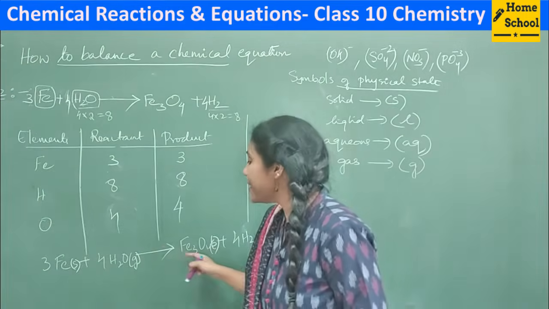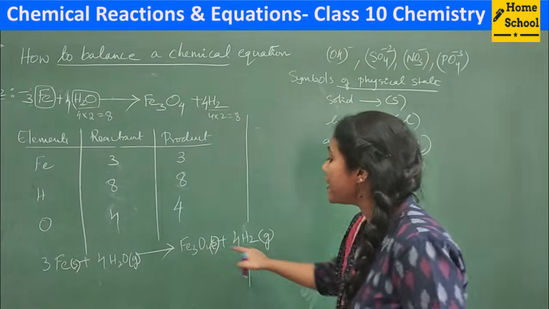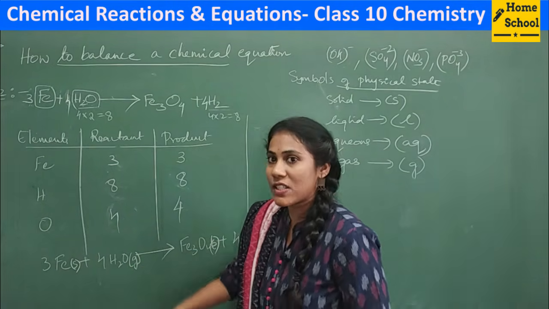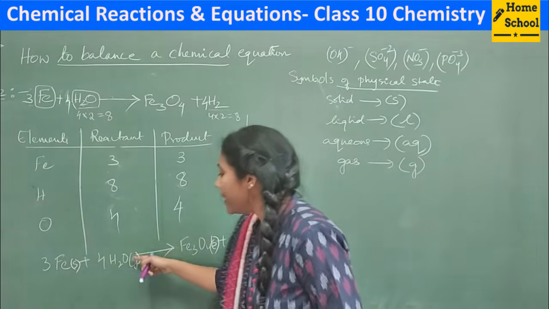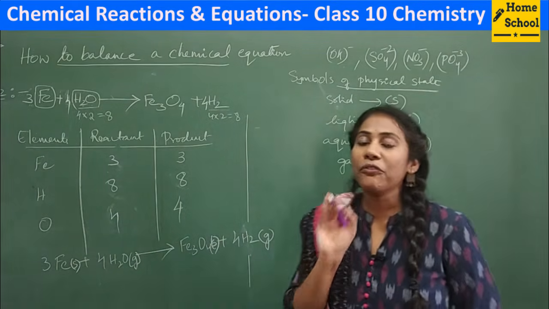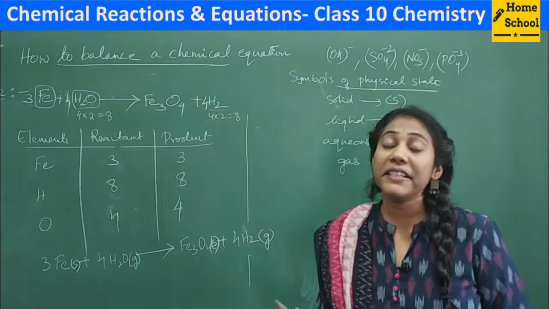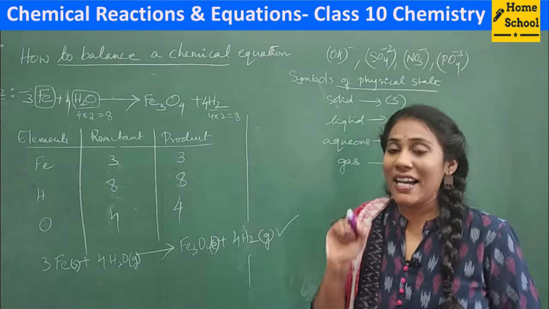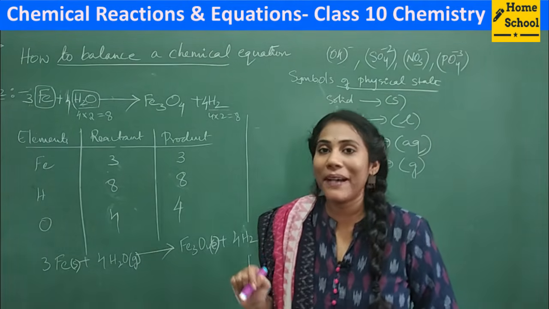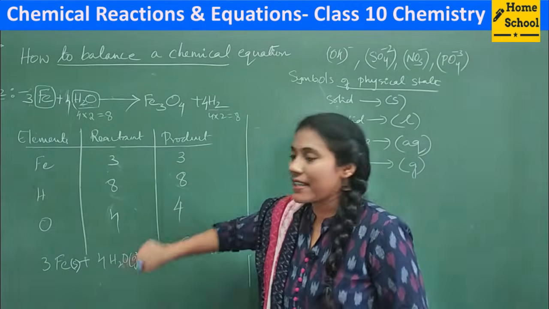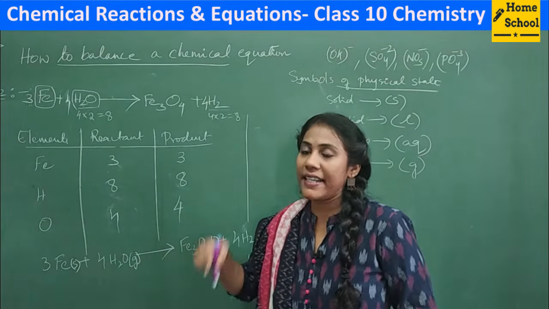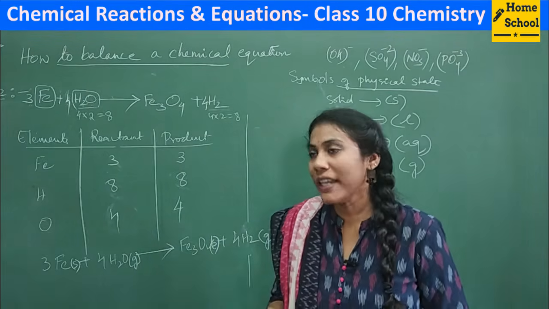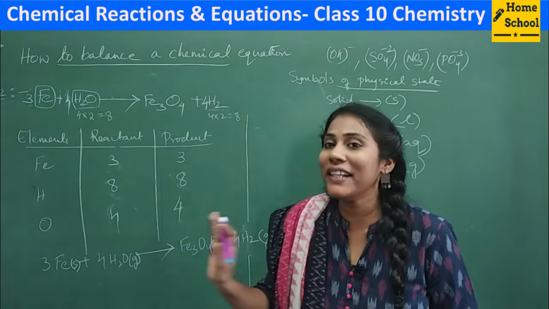After balancing, if you put the symbols for their physical state, in which state they exist, solid, liquid, gas or aqueous, in a bracket, now we can say it is a 100% complete equation. They may ask you to put the symbols also after balancing. So you must know whether something is in a solid, liquid, aqueous or gas state. That they would mention in the question only. Now look at this example, you will get clarity.